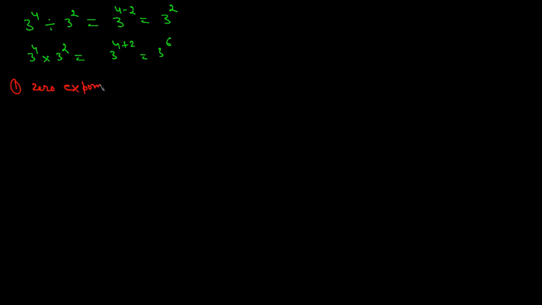Zero exponent. If you have a number raised to power 0, the answer is always 1. Any number, 2 raised to power 0, 3 raised to power 0, they all equal 1. Any number raised to power 0 is always 1. So the second rule is negative exponent.